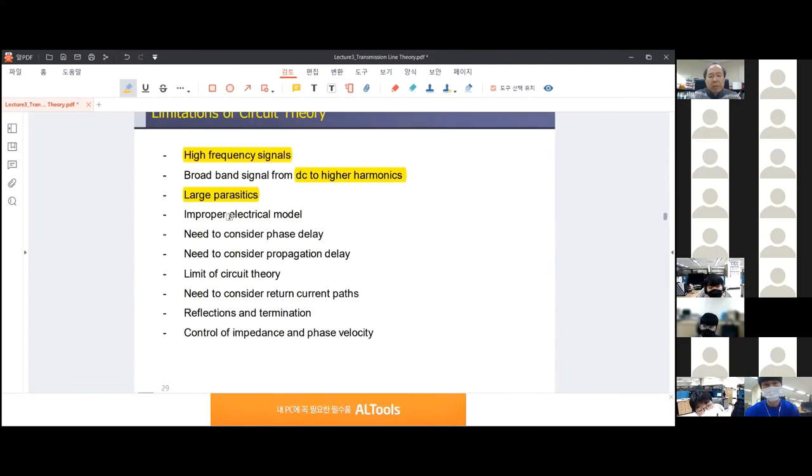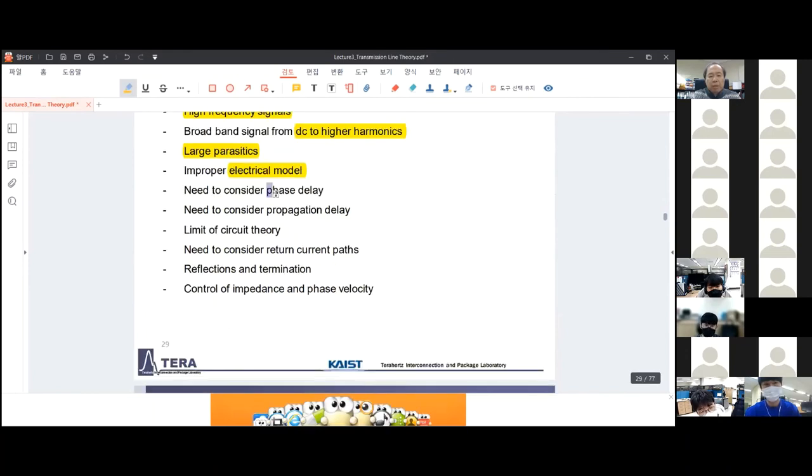So our electrical model will not be effective anymore. Also, we have to consider phase delay, propagation delay. All the circuits are not in the same phase. We're gonna have to deal with the phase propagation. So we're gonna have to talk about propagation delay.